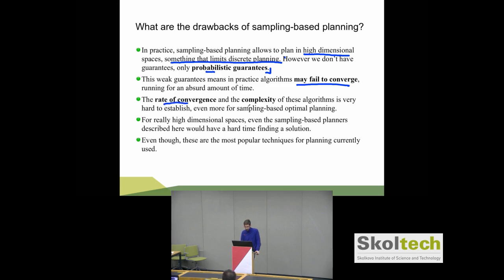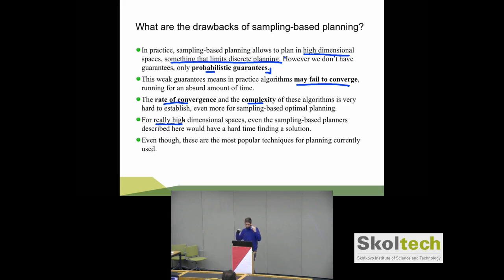The rate of convergence and complexity of these algorithms is hard to establish. For some problems, it's going to work very well. For others, you don't know. This creates a little bit of a problem. But on the other side, if other algorithms are not able to solve the problem for you, then this is still an advantage. And if we go to really high dimensional spaces, even sampling-based planners are going to have a hard time finding a solution. Why is this?